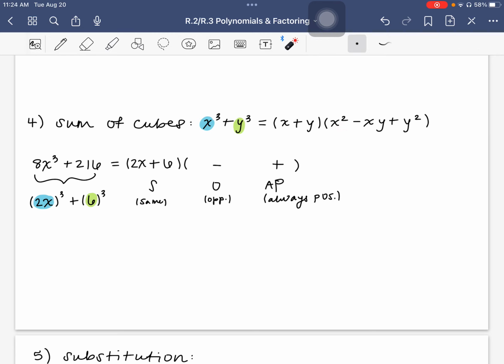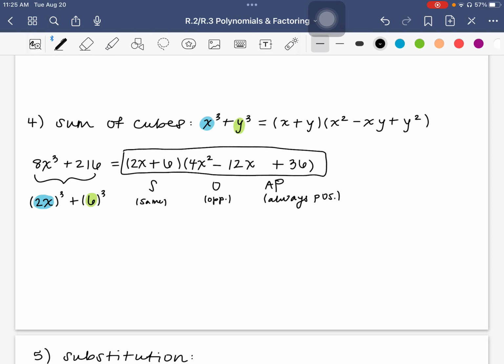Now in our trinomial, our first term is x squared. Remember our x in this case is 2x. So we want to take 2x squared, and that ends up being 4x squared. Then our second term is x times y. So we'll take 2x times 6. So we get 12x. And then for our last term, we'll take y squared. Our y term is 6. So that'll be 36. All right. And this is our answer for this one.